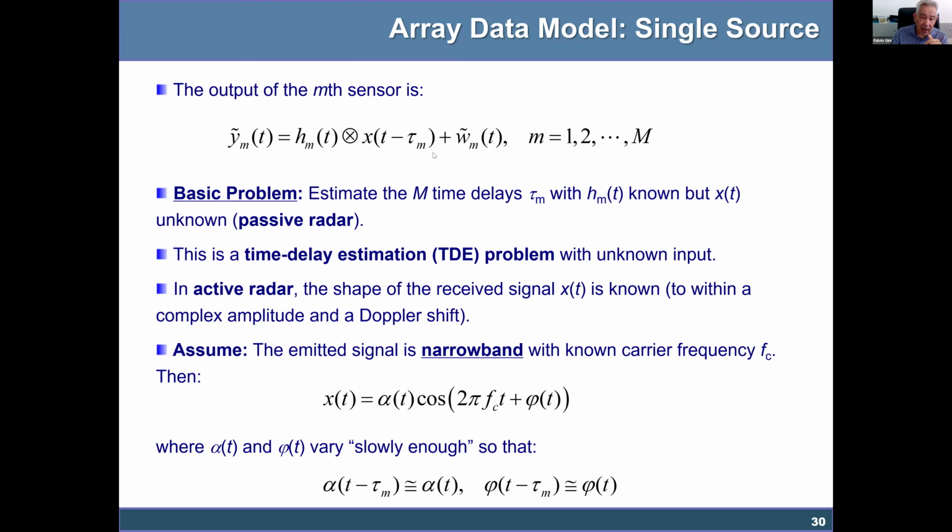And then we have additive noise that can be thermal noise generated internally to the sensor, but it can also be clutter, for example, in radar, generated externally from the sensor. So let's assume for the time being that we are in a passive scenario, but everything you will see is valid also in active scenario.